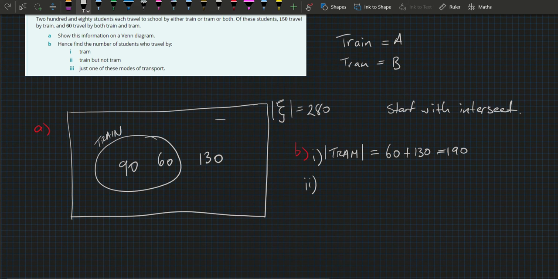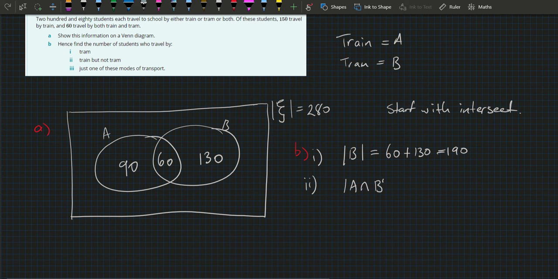So look, we can get rid of this and say that's B and that's A. And I can just write this over here. So that's the size of B. Okay. So this one here, we're looking at the size of A intersect not B, intersect not tram. So that is equal to just this 90 here.